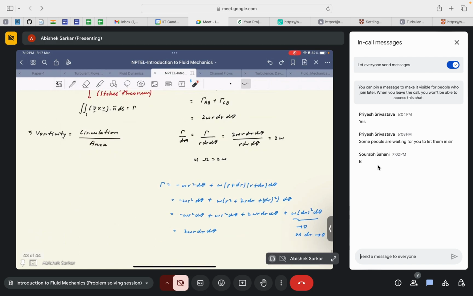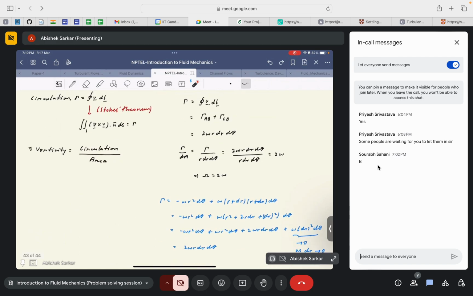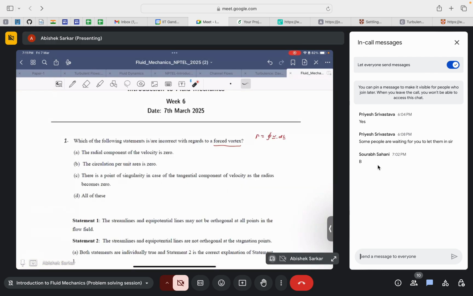If you carry forward this calculation thoroughly, as I have done here, this is the net contribution from circulation along AB and CD. I've expanded it, and you'll see that the first two terms cancel out, and you are left with 2 omega r dr d theta and omega dr squared d theta. Since dr is very small, the contribution from the second term tends to 0. That's why we have gamma as 2 omega r dr d theta, which we have shown here. As Saurabh rightly pointed out, this statement is incorrect. The radial component of velocity is 0, which is again true, so that is not our option.